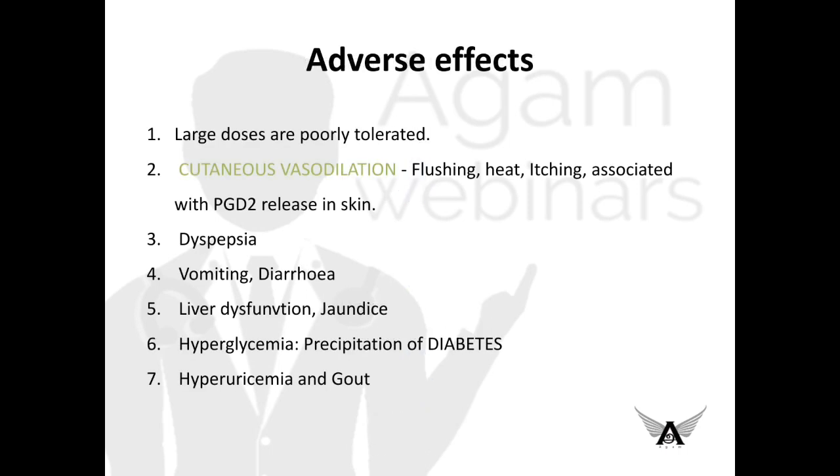Moving on to the adverse effects, the first one is that large doses are poorly tolerated. From the second point to the seventh point, just remember four systems. The second point is skin, the third and fourth, dyspepsia, vomiting, and diarrhea, are GIT, the fifth is liver, and the sixth and seventh are metabolic. The second one is cutaneous vasodilation. Three and four are GIT symptoms, five is liver symptoms, and six and seven are diabetes and gout. You can remember it easily.